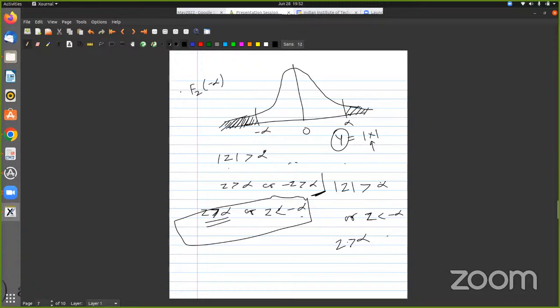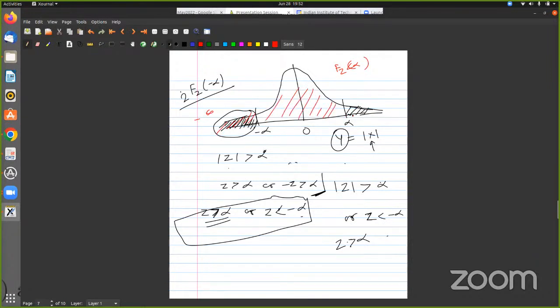What is the definition of F0 of minus alpha? It is the left side area. So let's say F0 of minus alpha is this part, and this part is also the same as that, so I can write 2 times F0 of alpha. One more way of doing this is, what is F0 of alpha? Which area? This entire area from minus infinity until this alpha.